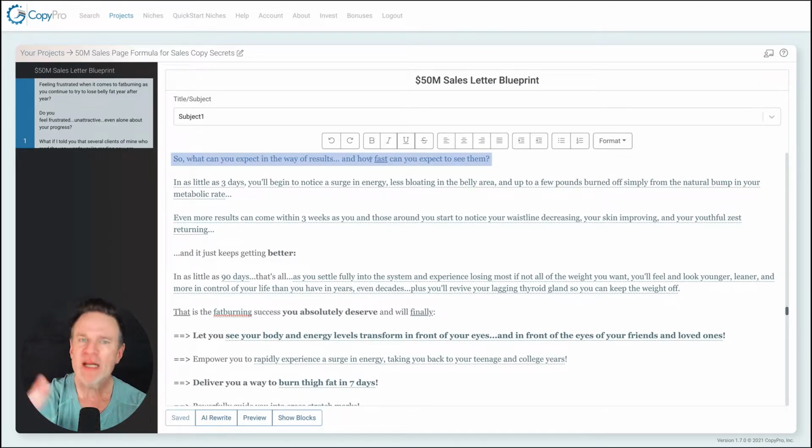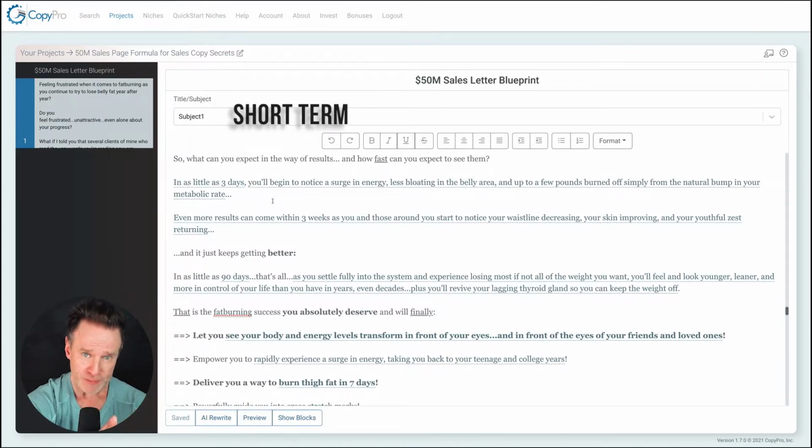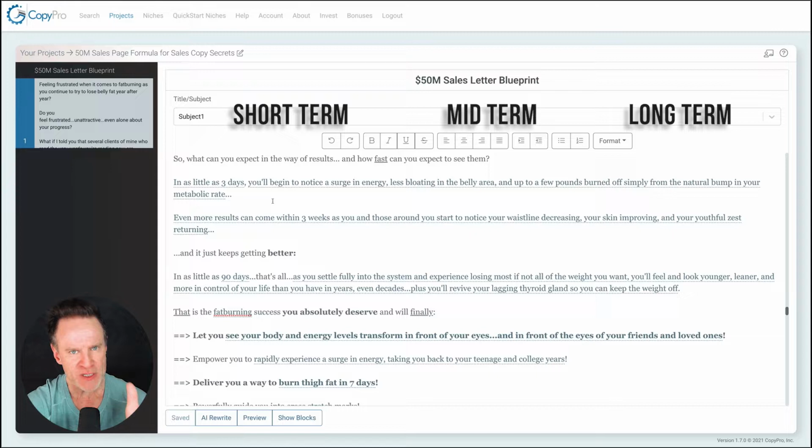Okay, what am I going to get? How fast am I going to get them? Now notice what I do here with the results. In as little as X days or X minutes, it doesn't matter, whatever yours is, you want the smallest possible time frame and the results they can experience, followed by a midterm time frame and the results they can experience around the midterm of their project with you, and then a long-term time frame and what they can experience. And see how I do this.